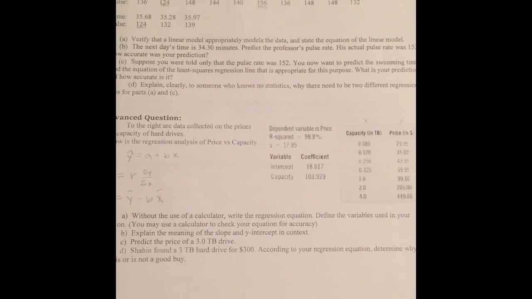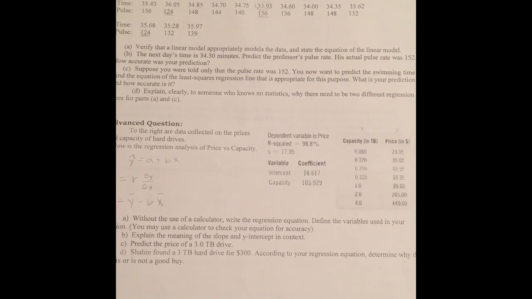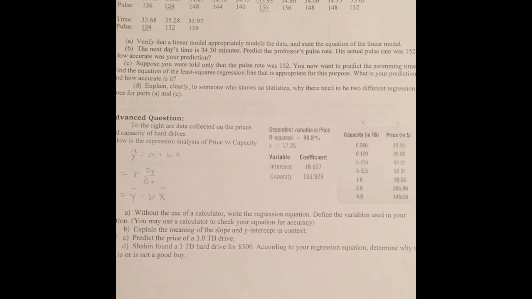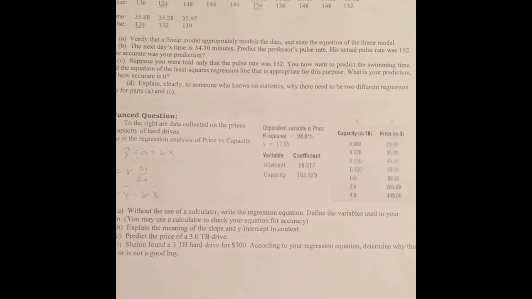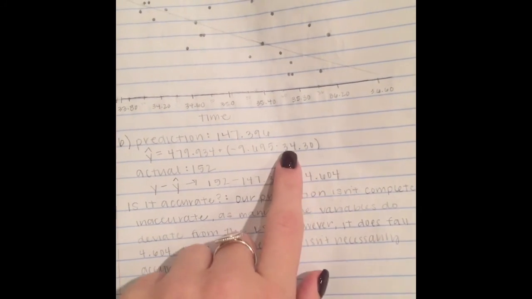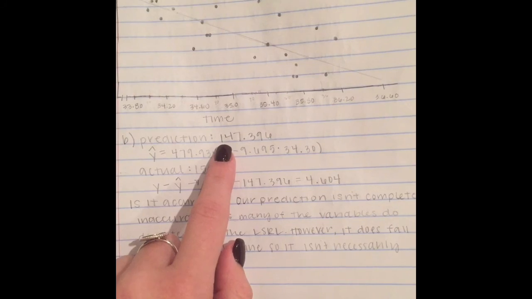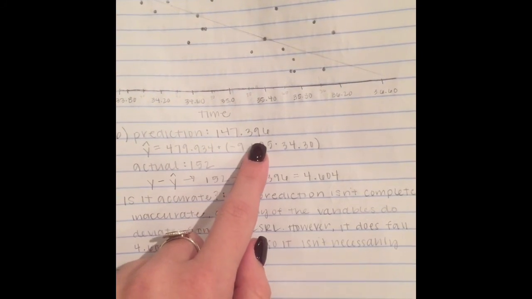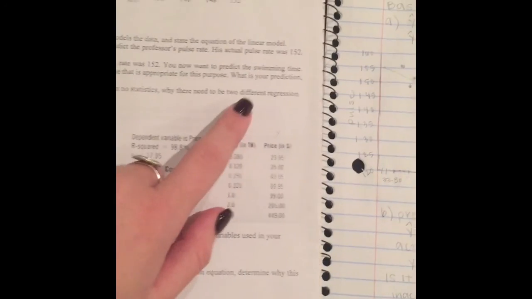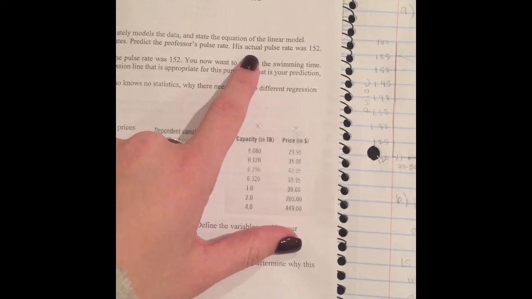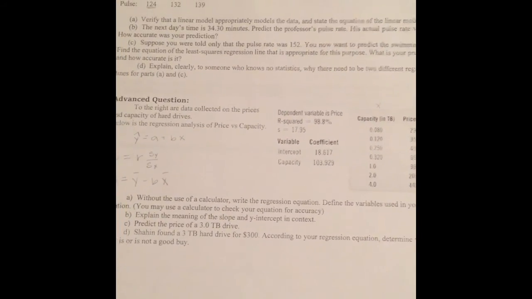Part B says, the next day's time is 34.30 minutes. Predict the professor's pulse rate. So I plugged the 34.30 into my least squares regression line equation, and it put out a pulse rate of 147.396. And then it says his actual pulse rate was 152. How accurate was our prediction?